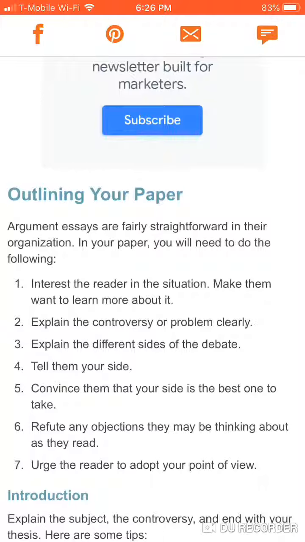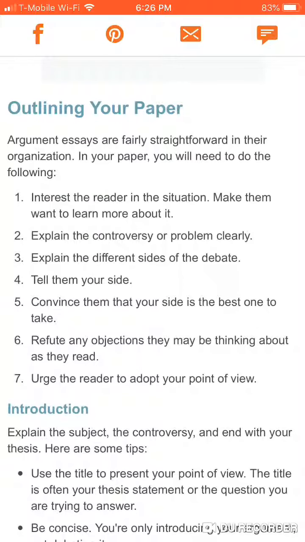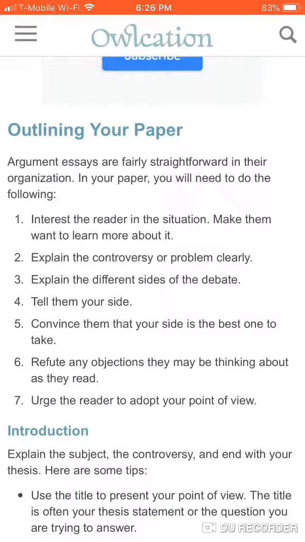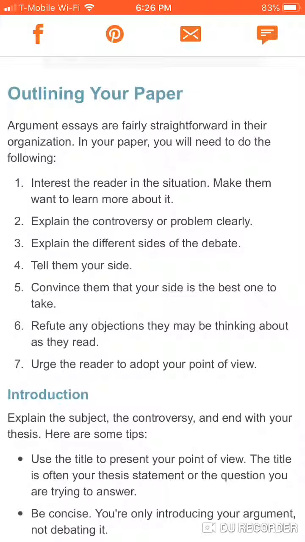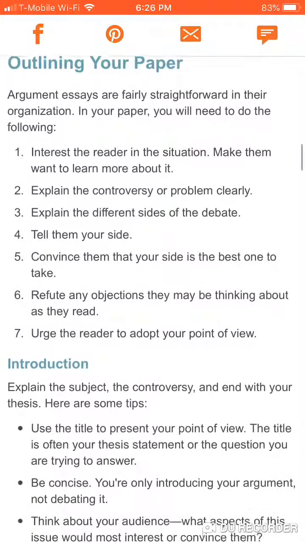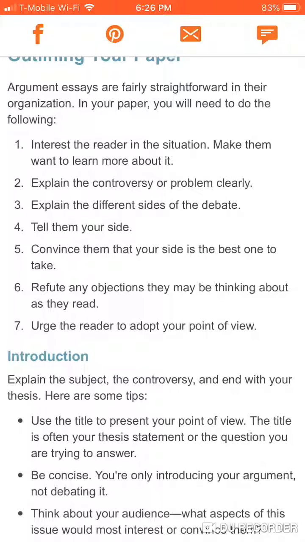Introduction. Explain the subject, the controversy, and end with your thesis. Here are some tips. Use the title to present your point of view. The title is either your thesis statement or the question you are trying to answer. Be concise. You are only introducing your argument, not debating it. Think about your audience. What aspects of this topic would most interest or convince them?